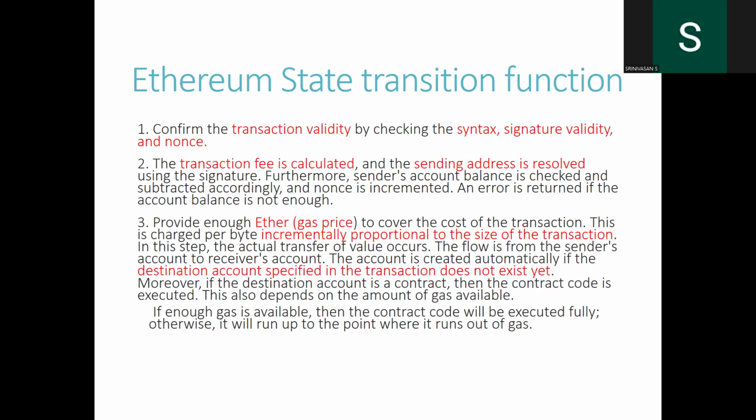The account is created automatically if the destination account given in the transaction does not exist. So it searches for the destination address. If it does not exist, it creates one, and after that, it transfers the ether to that account. If enough gas is available, then the contract code will be executed fully. Otherwise, it will run up to the point where it runs out of gas.